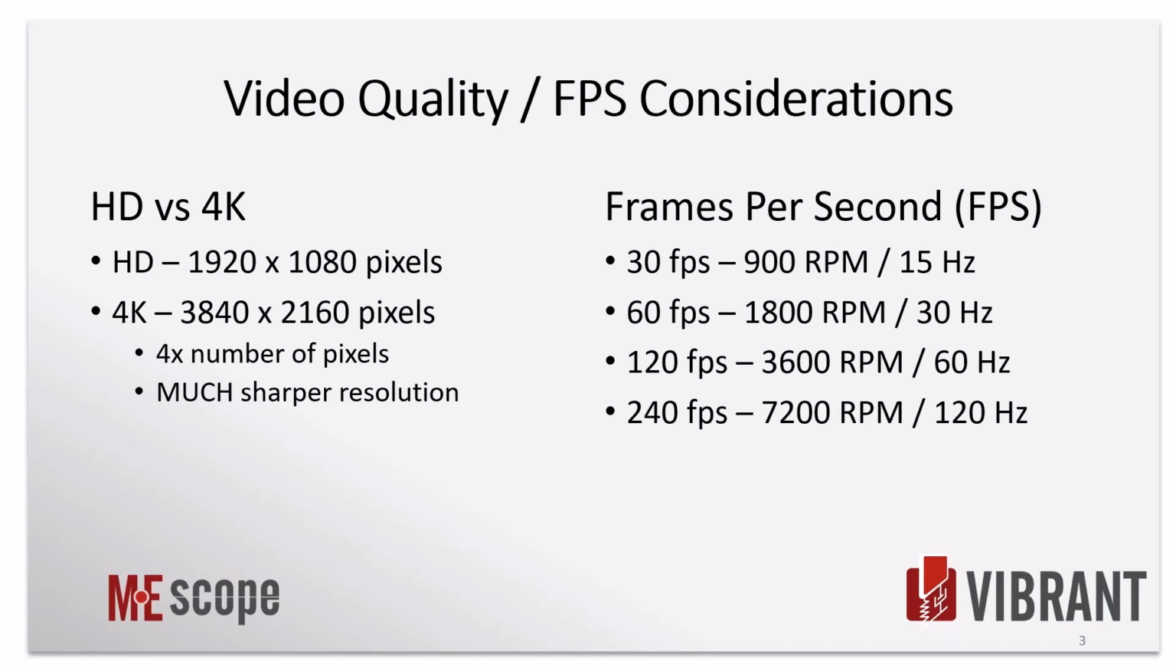Just considerations. If you can deal with lower frequency stuff or have a lower running speed on a machine, and you can utilize 4K at 30 or 60 FPS, that's often a very good choice for you just because of the increased resolution. But again, if you need a higher frequency span in your data, then we've got to go with HD at 120 or 240 FPS.